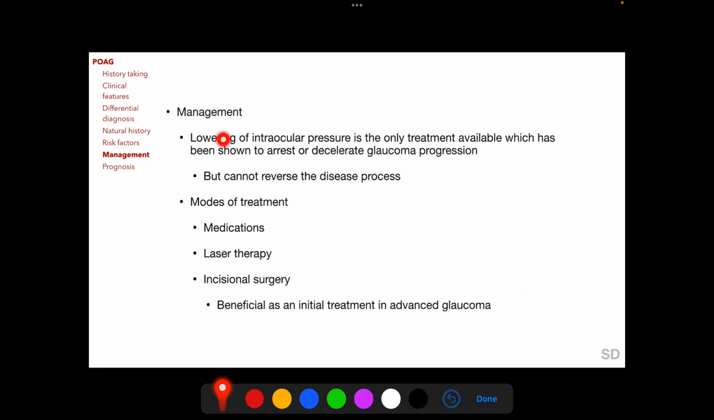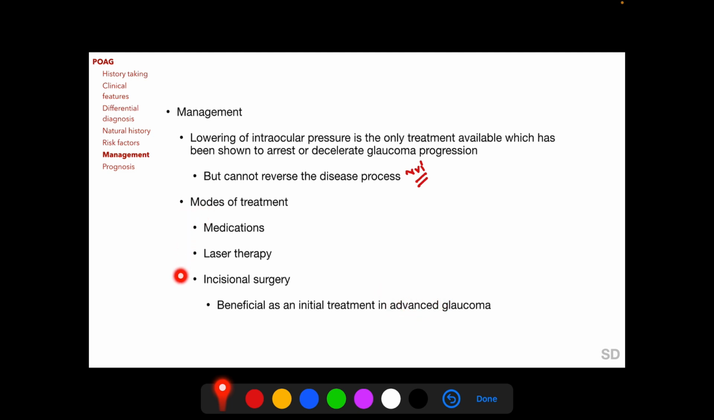Lowering of intraocular pressure is the only treatment available to date which can arrest or decelerate progression of glaucoma, including primary open-angle glaucoma, but lowering of intraocular pressure cannot reverse the disease process, which is important to understand and remember. Lowering of intraocular pressure can be done with medications, laser therapy, and incisional surgery. Incisional surgery can be beneficial as an initial treatment in advanced glaucoma.